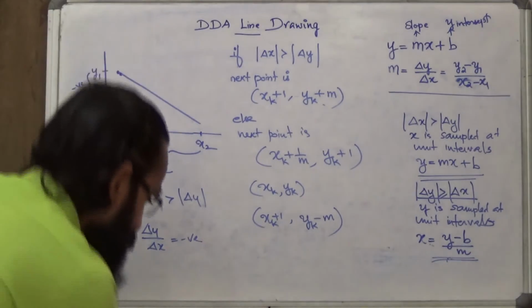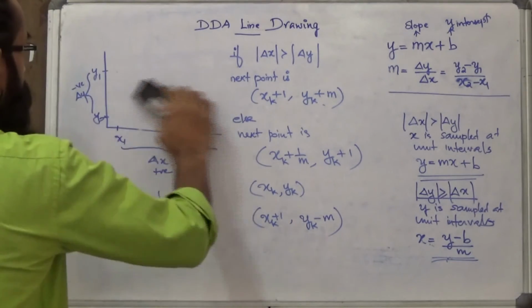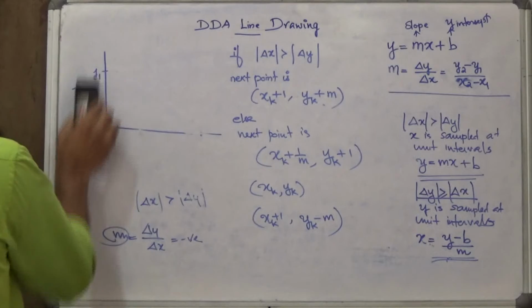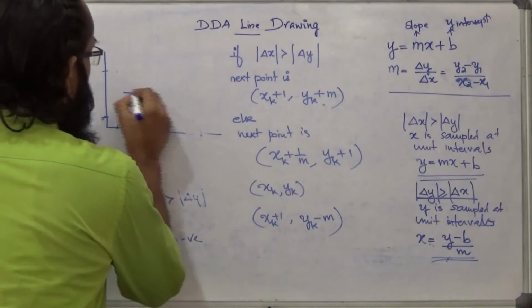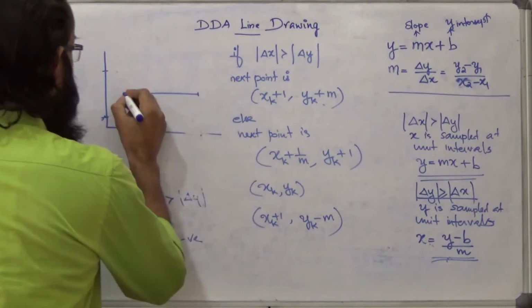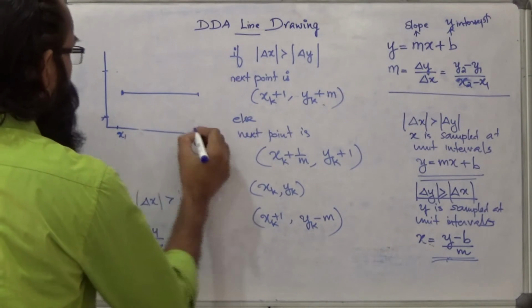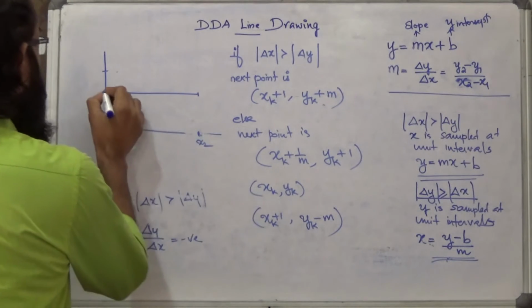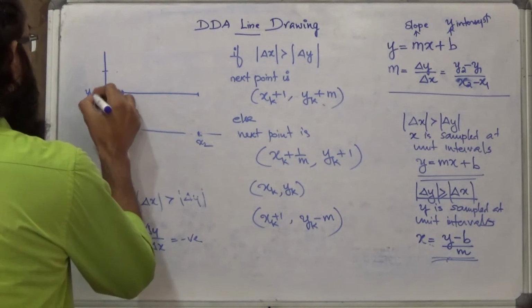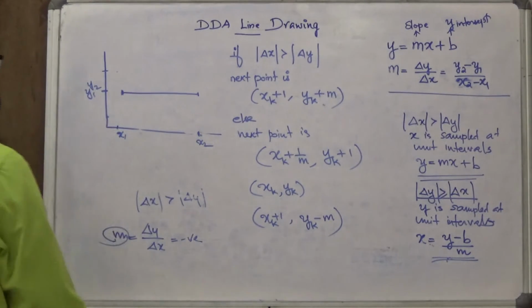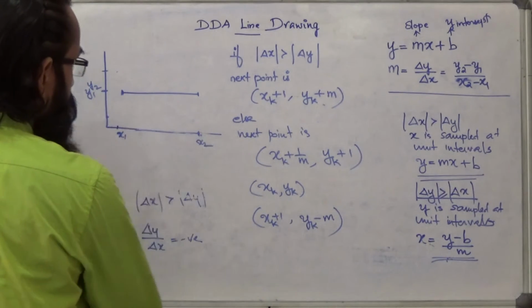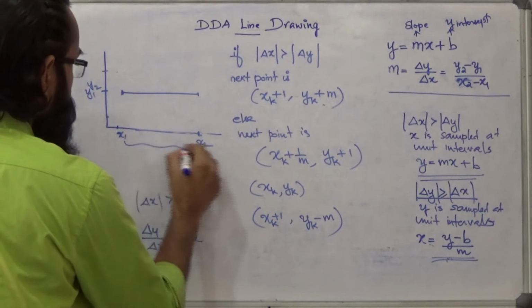Again, let us consider a horizontal line and a vertical line. So let this be the horizontal line. You have x1, you have x2, and y1 and y2 are both the same. So what happens if we consider delta x?